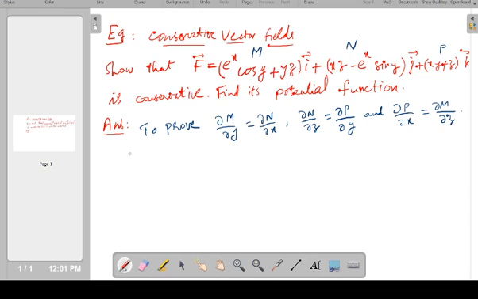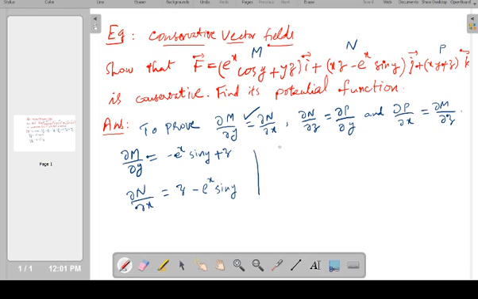So let us look at dou M by dou y. What is this? Dou M by dou y is e to the power x times minus sin y, plus z. And what is dou N by dou x? It is again z minus e to the power x sin y. So they are equal. So we have proved this.